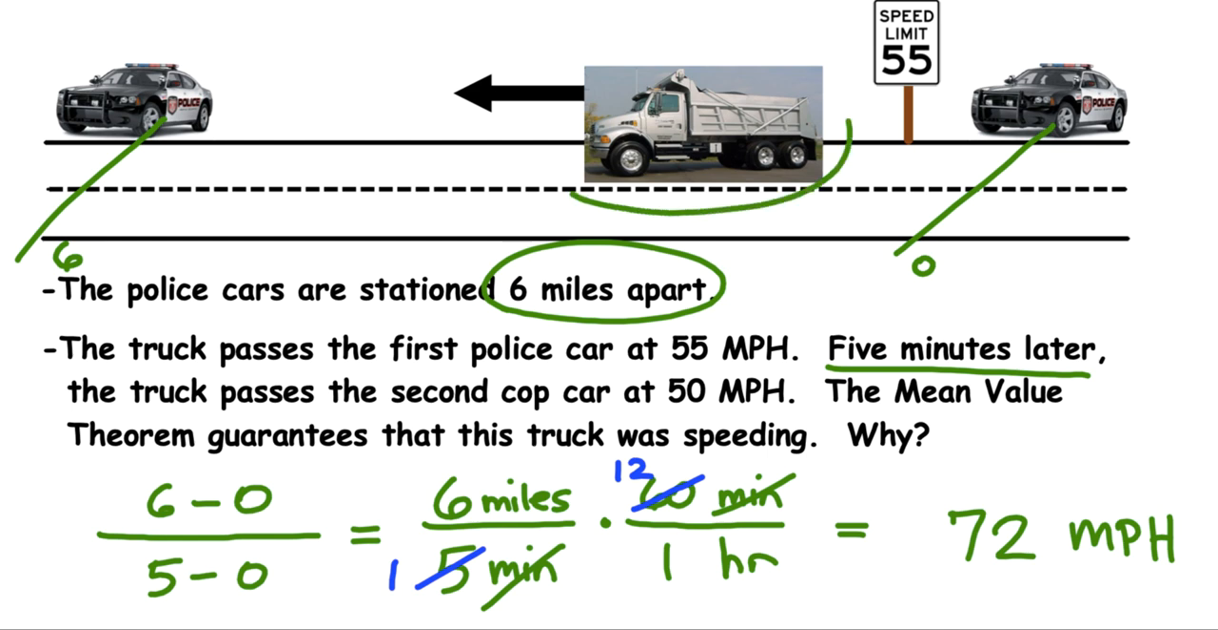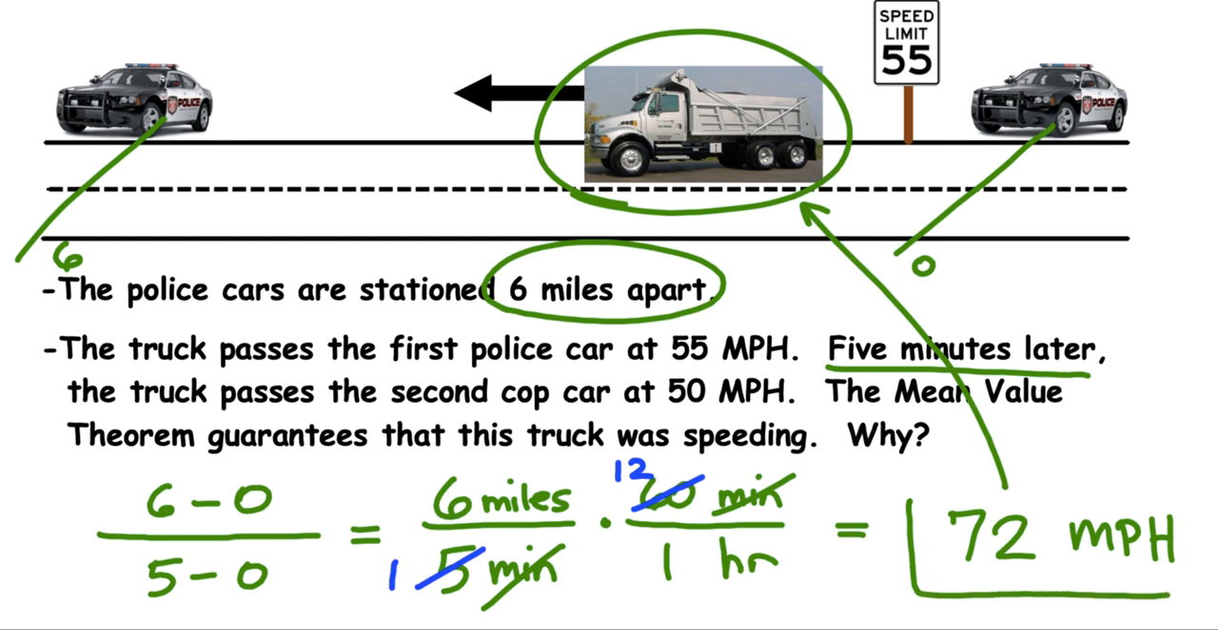So this dump truck right here was averaging 72 miles per hour in between the cops. Sure, the police didn't see the person speeding, but the mean value theorem says if the average speed was 72 between the two cars, that the truck actually had to go 72 at least once. To be honest, if the cops saw the dump truck going 55 and 50, then we know that the truck actually went faster than 72 to make up for it. So a ticket could be issued and it would stand up. So that's one interesting use of the mean value theorem.